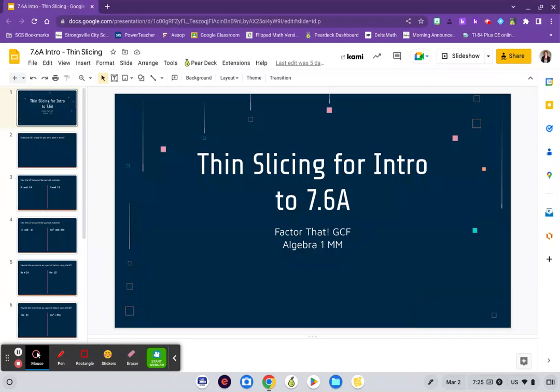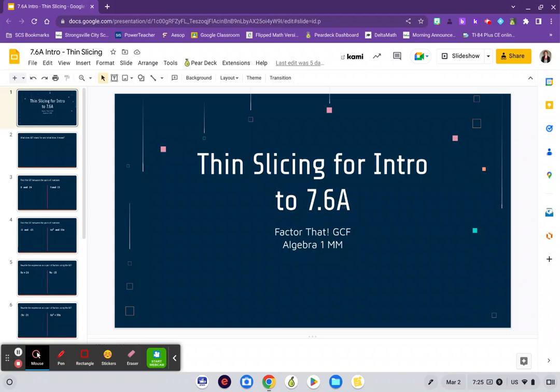I'm going to talk about some practice problems before working on 7.6a. And so in the next unit that we talk about, we're going to be looking at something called factoring. We've been multiplying two groups together. In this case, we're going to be working backwards and taking the answer and breaking it back down into those two groups or factors. And before we do that, we want to talk first about what is a GCF.